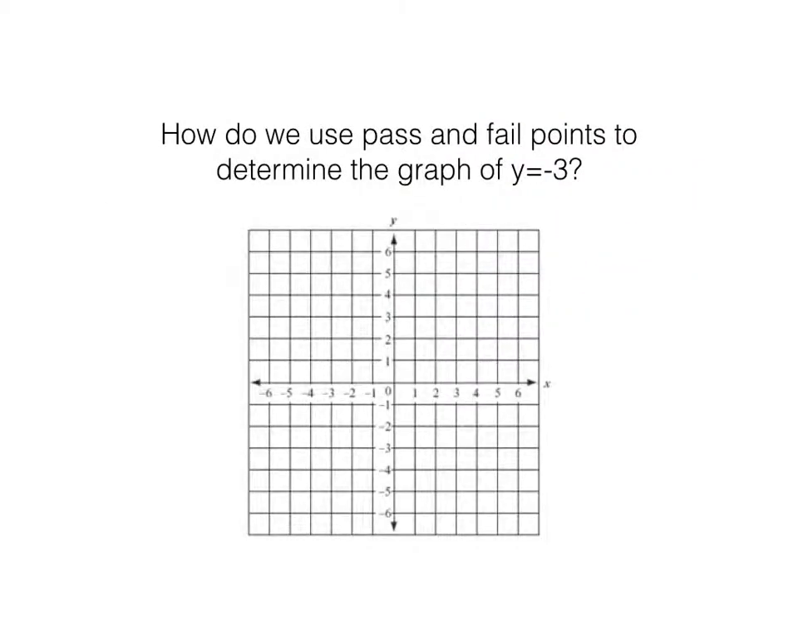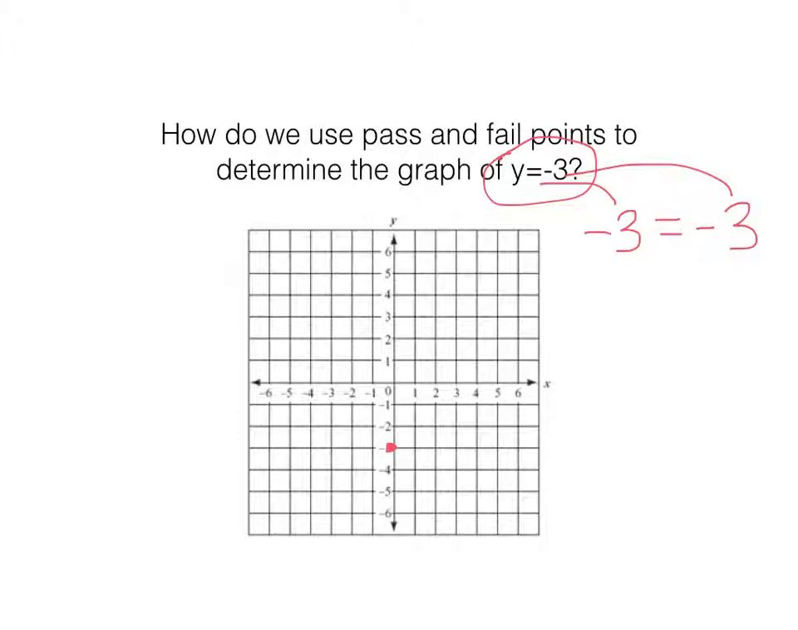So let's look at this particular problem. Using pass-fail points to determine the graph of y = -3. Now this gets a little tricky because there's really no x value that's going to change this. In order to make this equation true, I would need y = -3 so that -3 = -3. What that means is that no matter what value of x, y is going to have to be -3.